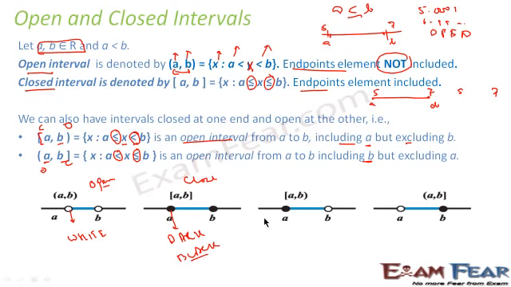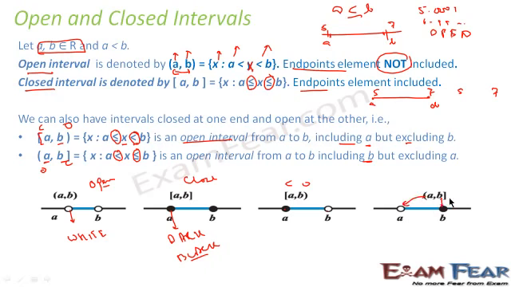So this is the representation of open and closed intervals on a number line. When both A and B are open, both A and B are white. When both A and B are closed, both are black. When A is closed and B is open, for closed it is dark and for open it is white. Here, A is open and B is closed, so A is white and B is black.